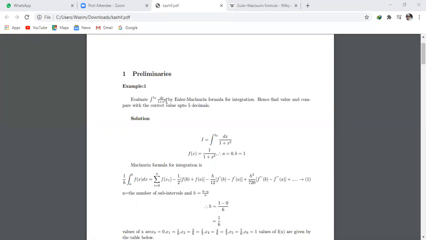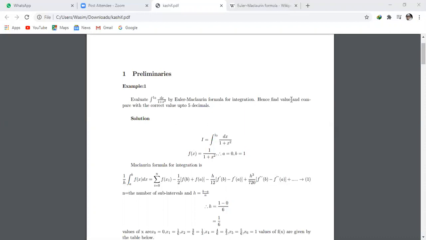Evaluate the integral from 0 to 1 of dx divided by 1 plus x square, using the Euler-Maclurin formula for integration. Hence find and compare with the correct value. We find the value and compare it with the correct value up to 5 decimals. Let us see the solution.